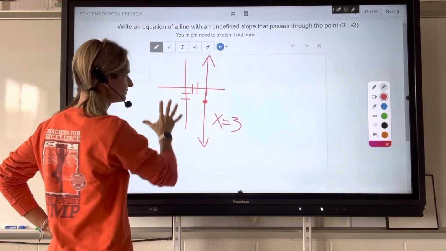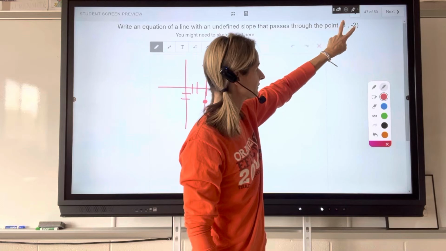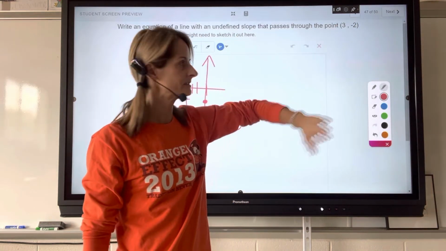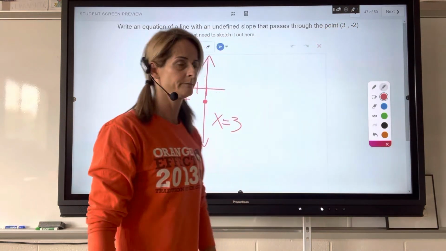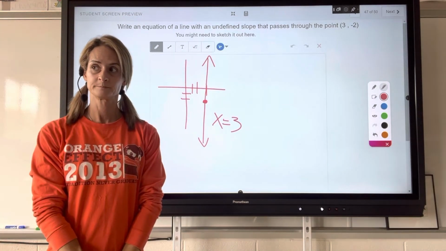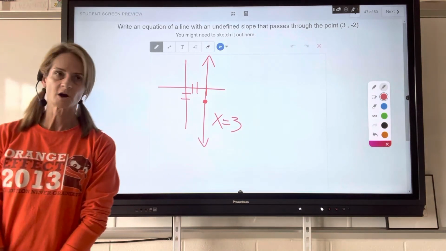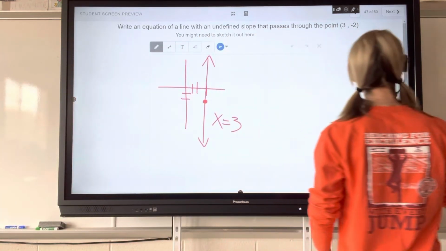So you don't even really need to graph this. This is just for a visual. But if you've got a point and they ask you for a vertical line through that point, it's just going to be x equals and then the x coordinate. Good? All right, I got some thumbs ups.